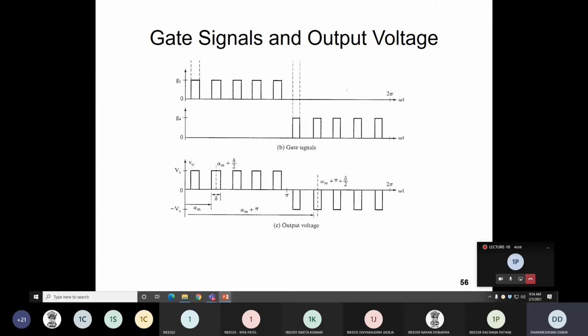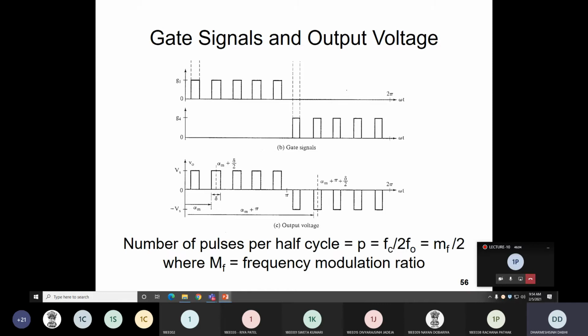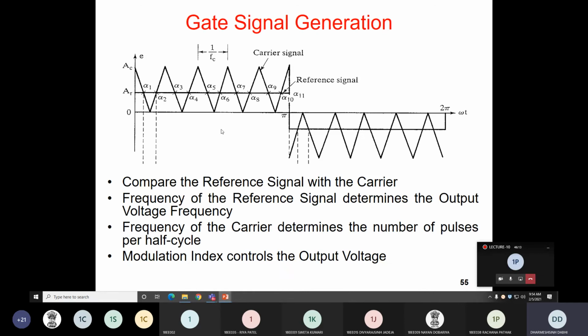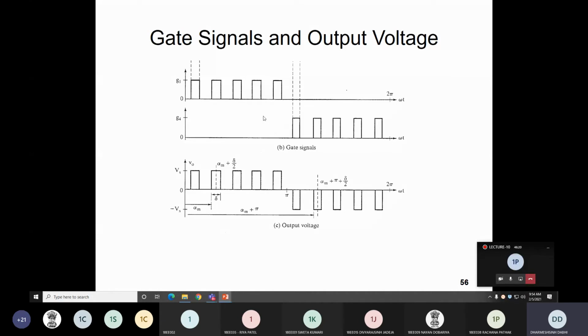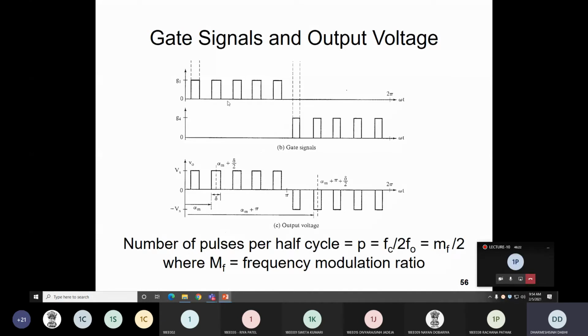So the equation you can write of number of pulses per half cycle, P is equal to Fc divided by 2 times F0, where Fc is the frequency of carrier signal, means the frequency of this triangular wave, and F0 is the frequency of this reference signal. So here, how many pulses you get? In this case, it is 5 pulses. Why? Because the Fc, means carrier wave frequency, is 5 times the frequency of your fundamental.